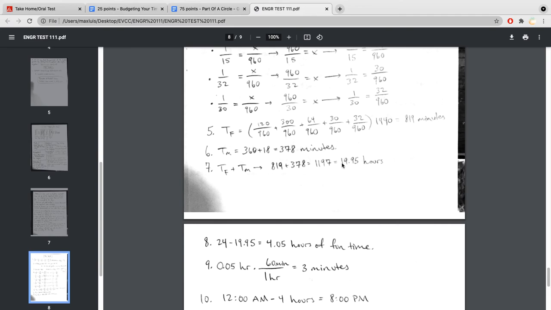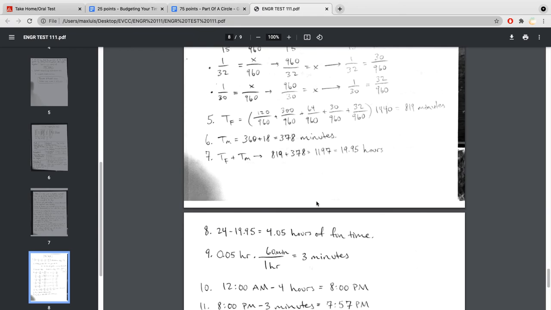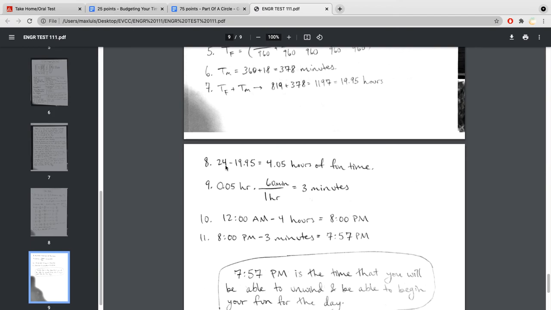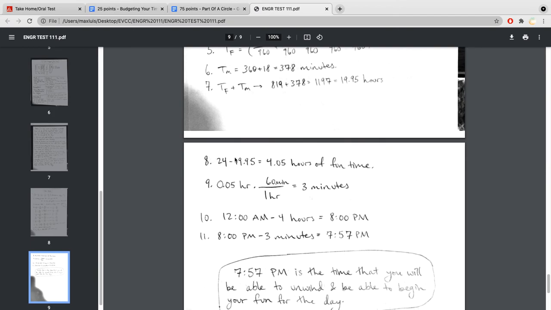To get 19.95 hours, you multiply 1,197 times 1 hour over 60 minutes. I could have written that down, but it's pretty straightforward. So down here, step 8, we take the number of hours in a day, which is 24. We subtract the 19.95 hours that it takes to complete the tasks, and we get that you have 4.05 hours to unwind and have fun.